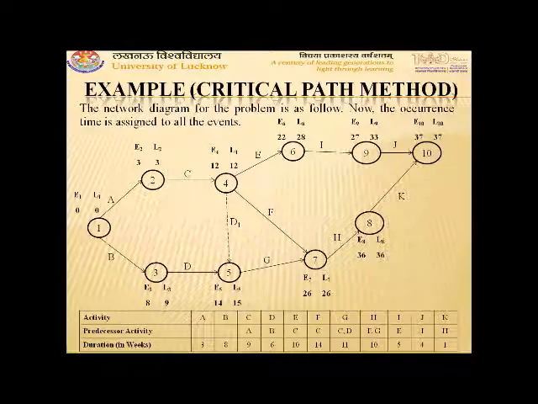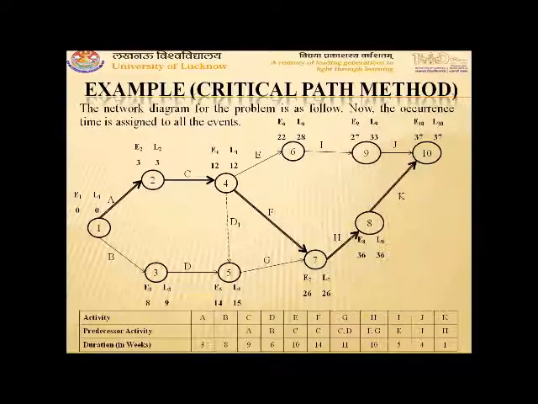Now here you can see that the earliest and latest occurrence times are equal for events 1, 2, 4, 7, 8, and 10. So the path formed by activities A, C, F, H, K forms the critical path. So activities A, C, F, H, K are critical activities, and the path A, C, F, H, K is called the critical path, and its duration is 37, or we can say the duration of the project is 37 weeks.